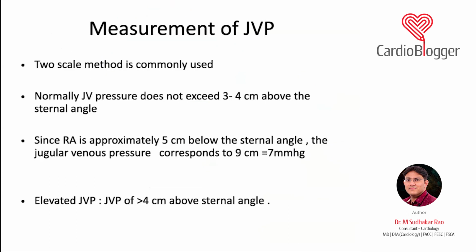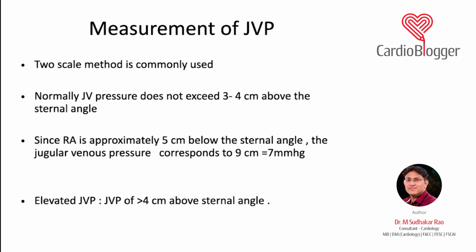Now, as I already told, there are two scales you should use. If you are telling it in mmHg, you should use 7 mmHg or more as raised JVP. If you are using centimeters of water, any JVP which is more than 4 centimeters above the sternal angle is raised. So remember these 2 points, but don't confuse them. Always try to remember one of these things.